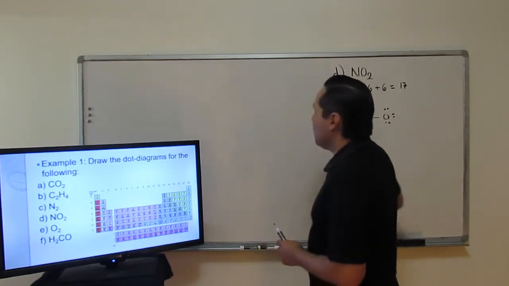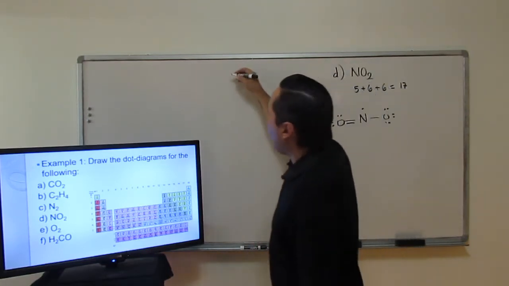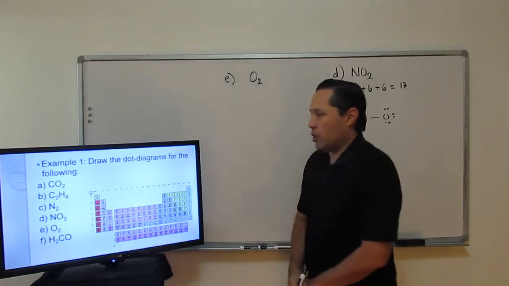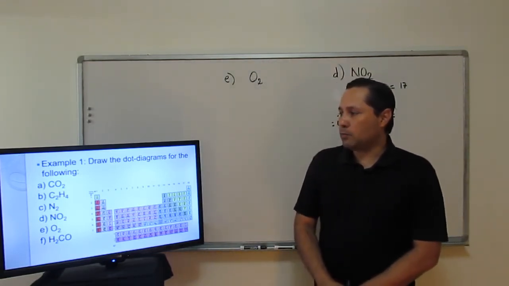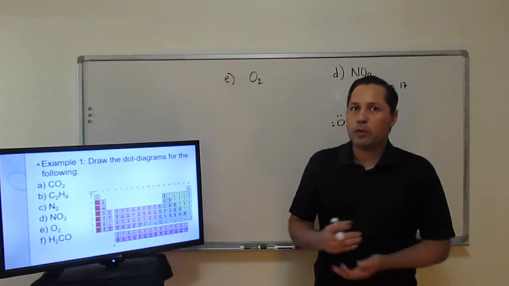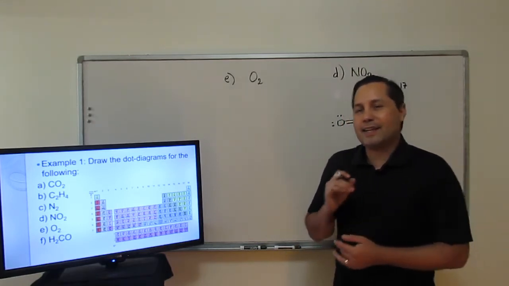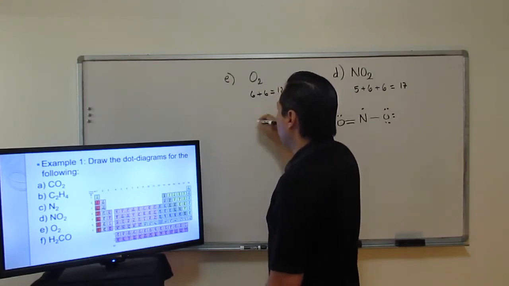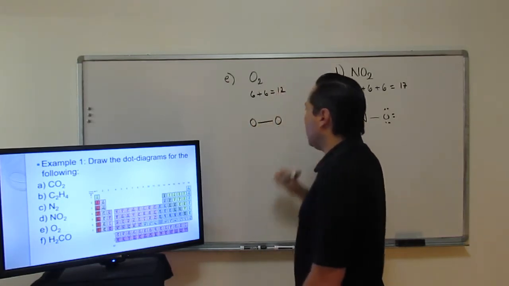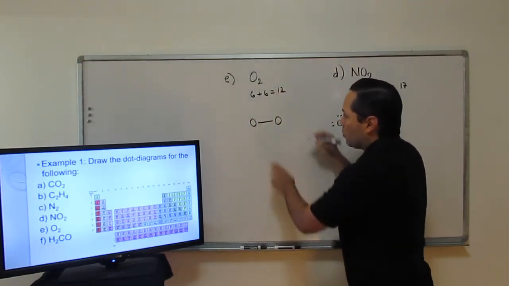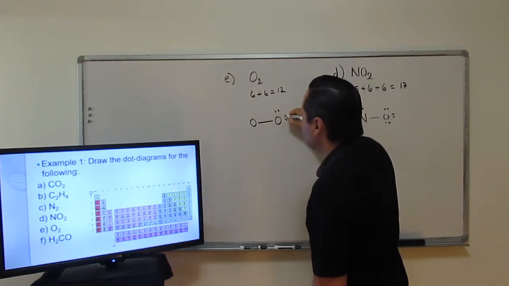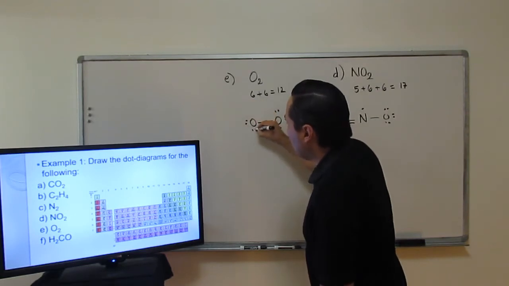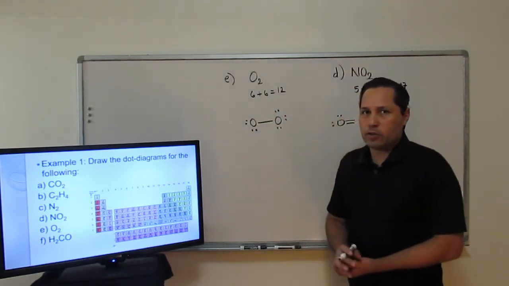And in letter E, we're going to go ahead and have oxygen. Oxygen is in column 16. It does follow the octet rule, and it's got 6 valence electrons. There's 2 of them, so a grand total of 12 electrons. We'll put 1 oxygen there, another one there. There's 2 electrons, 3, 4, 5, 6, 7, 8, 9, 10, 11, 12. So it's got 12 valence electrons.